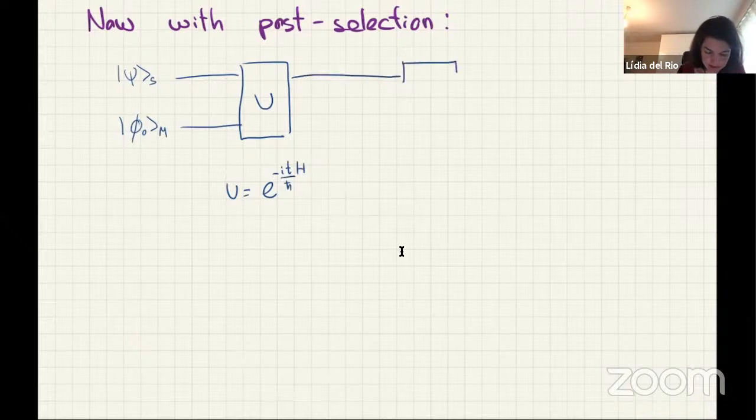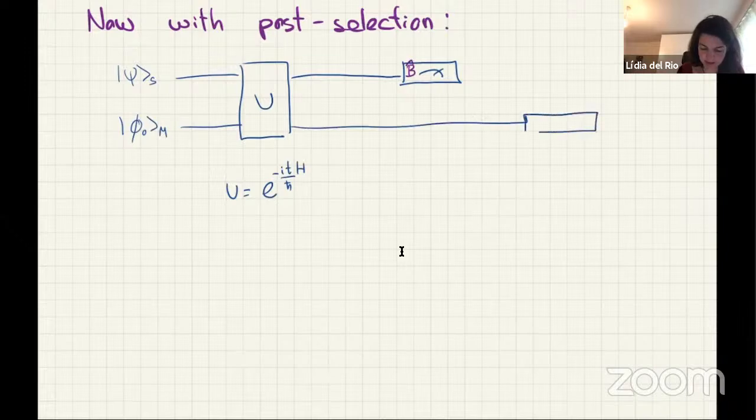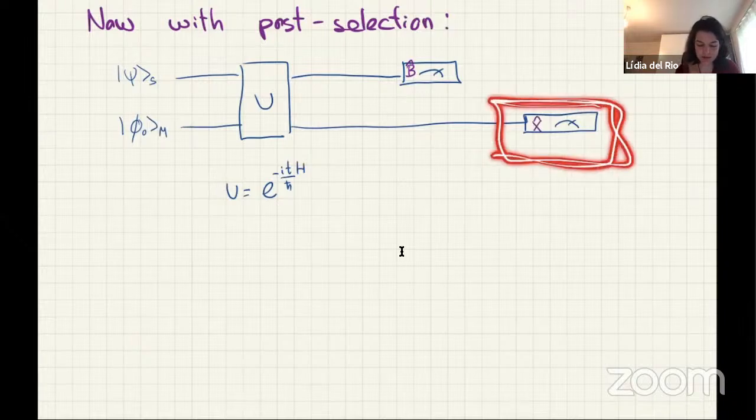Then we're going to measure some measurement B here on the system. And then, like I said, later on, we're going to measure here our pointer in the X spaces. Now, if this is all that we're doing, then in order to know the measurement outcomes here, we don't need to care about what happens here, right?